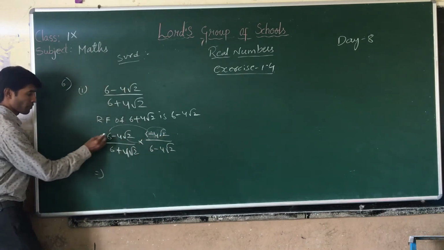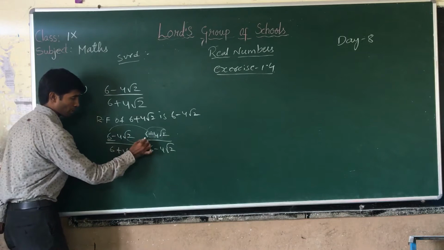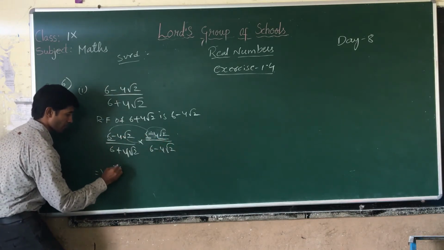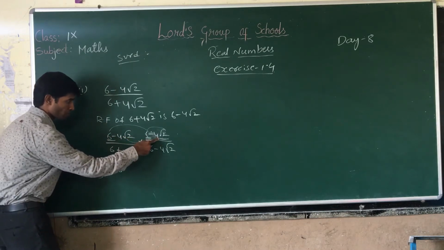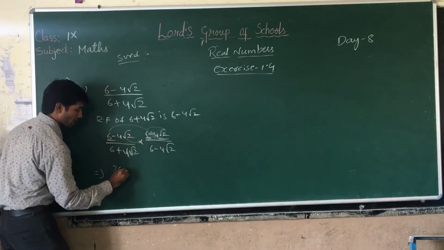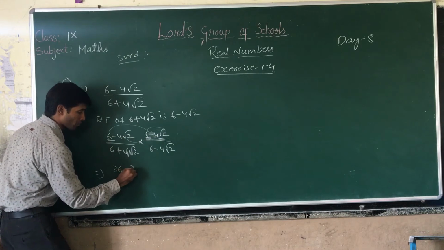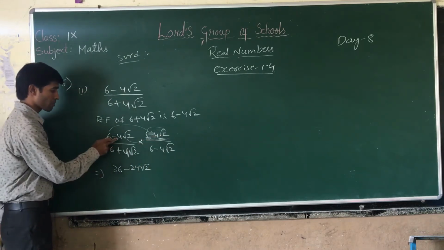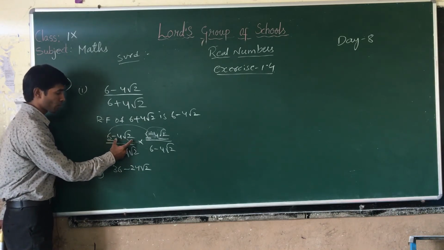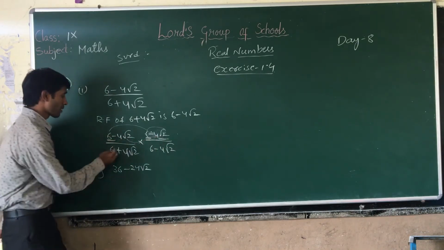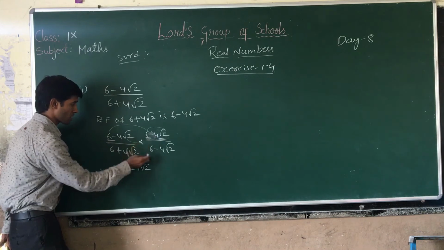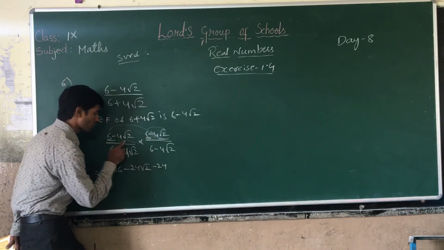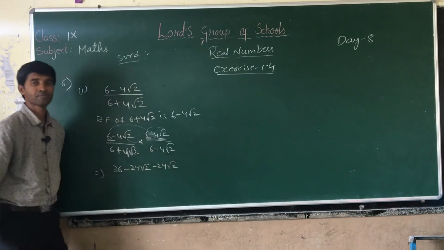Now let us see. Take 6. With 6 we have to multiply both the terms on this side. 6 into 6 will become 36. Now 6 into minus 4 root 2: minus 6 into 4 will become 24, and root 2. Like this you have to write. Now next, minus 4 root 2. With minus 4 root 2 we have to multiply both. Minus 4 root 2 into 6, same again. 6 into minus 4 will become minus 24. This root 2 will be the same again.